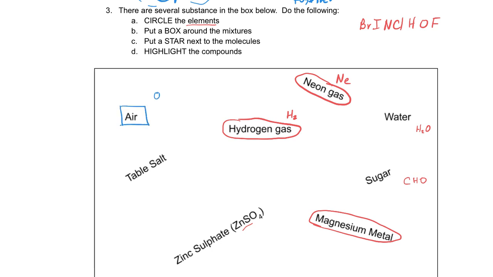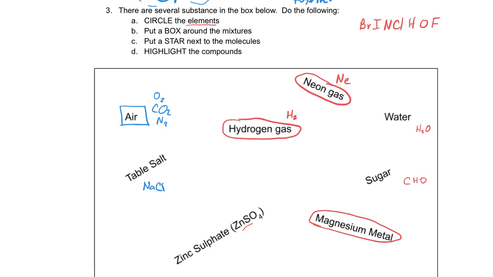Air is made up of oxygen. It's made up of carbon dioxide. It's made up of nitrogen. There's lots of stuff in the air that's all mixed together. Table salt is only sodium and chlorine, so that's not a mixture.